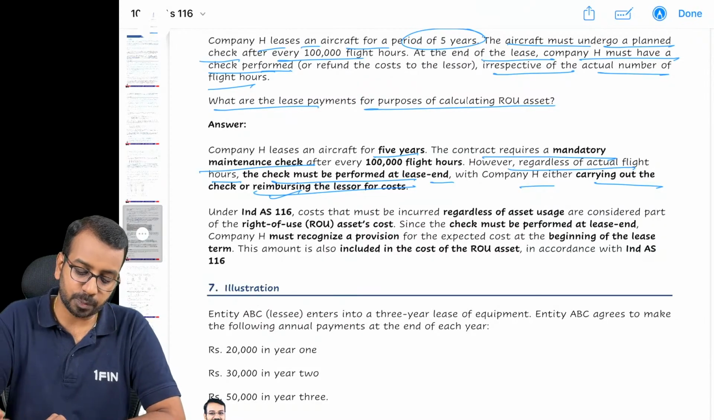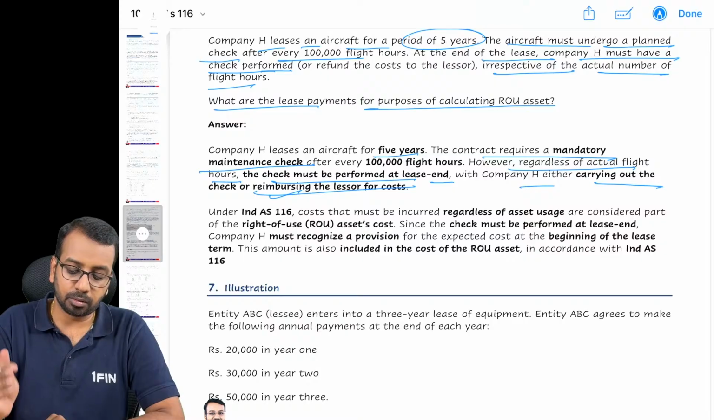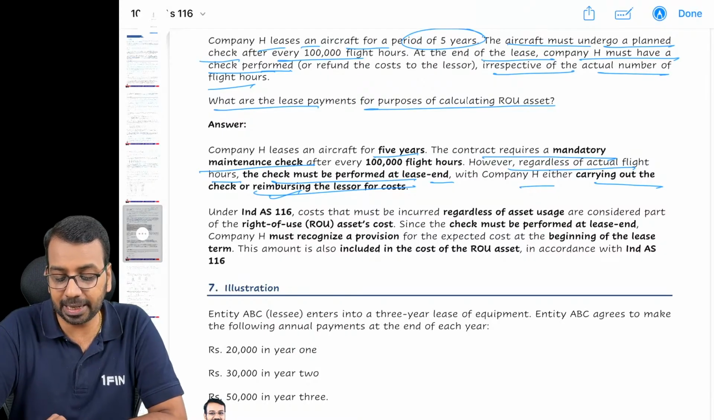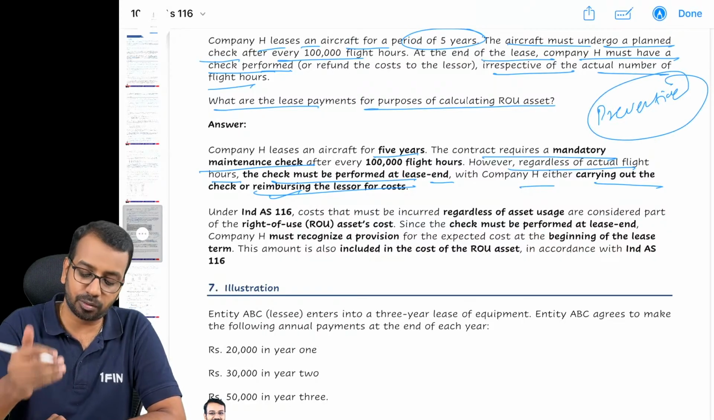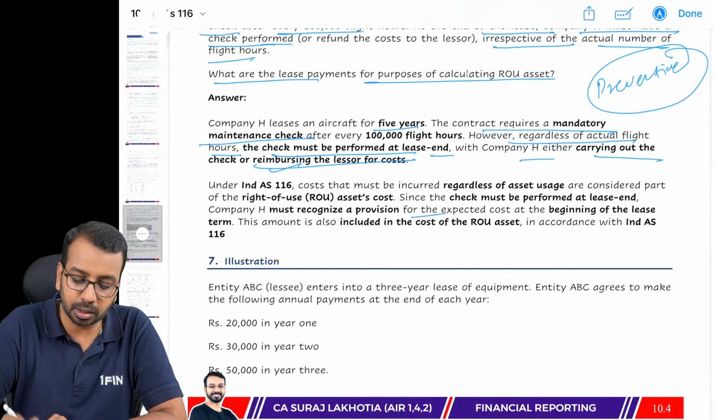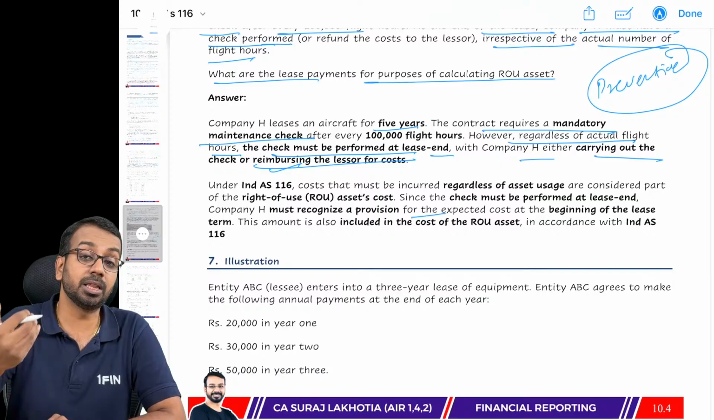whatever is this reimbursement that is happening, now whether it will be considered as a part of my asset or not. So this is more like the preventive checks that we considered, right? So preventive checks cost, we'll add it to right of use asset, and we'll create a separate provision for the expected cost that we will be incurring in the future.